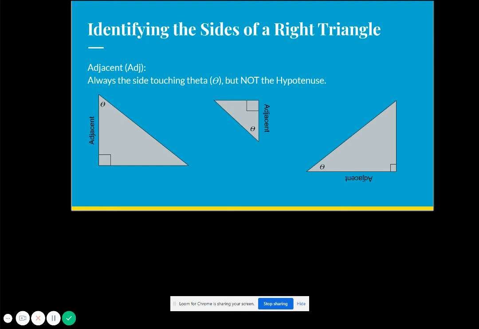Adjacent is right next to theta. It touches theta. But look, the other side that touches theta is the hypotenuse. So if you need to find adjacent, look and see which side is touching the angle that you're looking at, but make sure you don't have the hypotenuse.